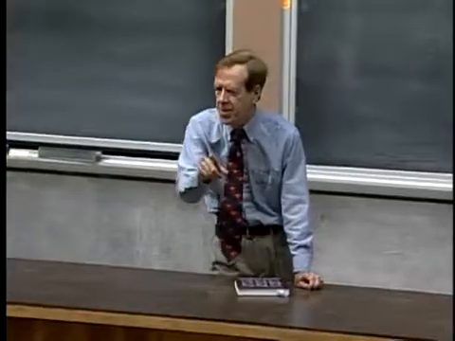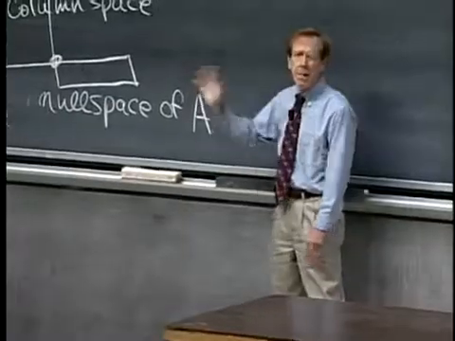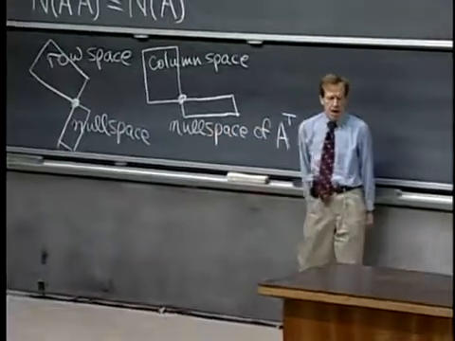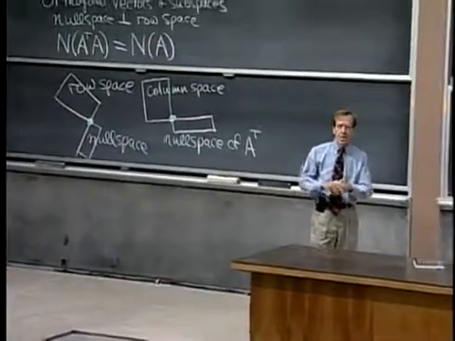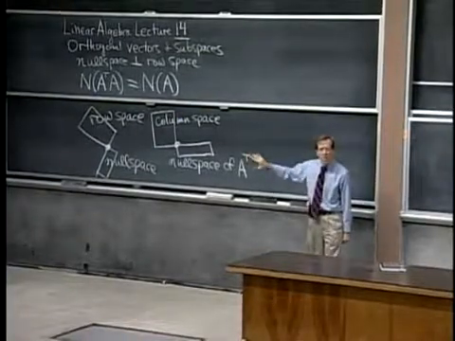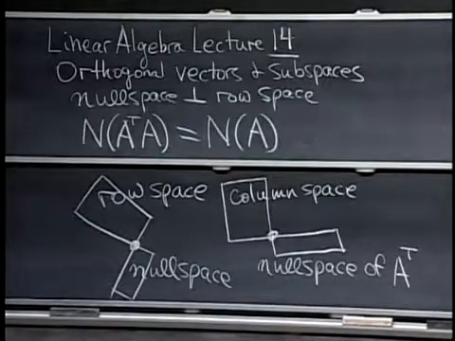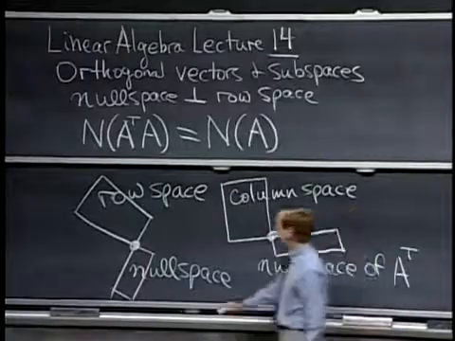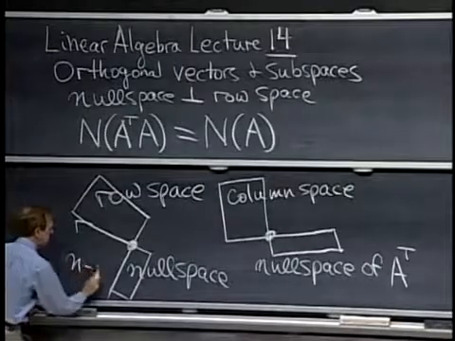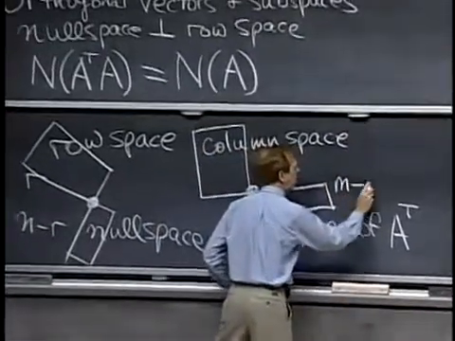Let me jump to subspaces, because I've drawn here the big picture. This is the 1806 picture here. And hold it down, guys. So this is the picture, and we know a lot about that picture already. We know the dimension of every subspace. We know that these dimensions are r and n minus r. We know that these dimensions are r and m minus r.